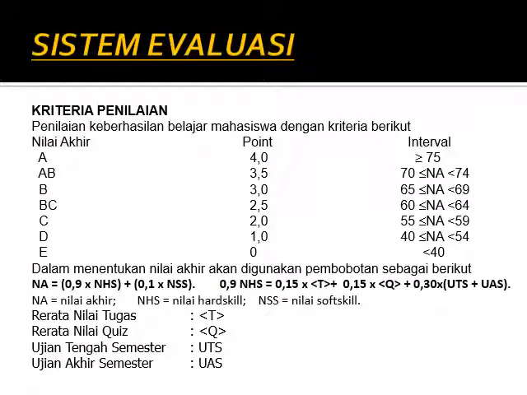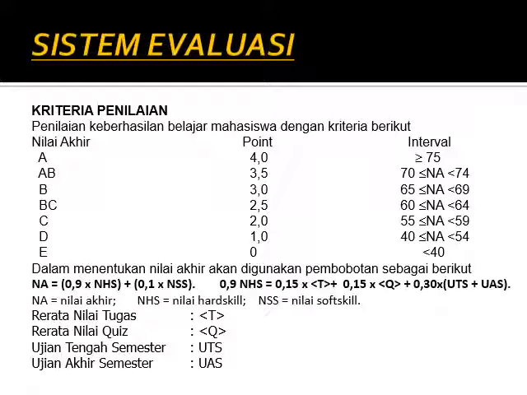And this is the proportion of how your final score will be developed. This is the range: A is more than 75, B+ is 70 to 74, B is 65 to 69, BC is 60 to 64, C is 55 to 59, D is 40 to 54, and E is less than 40.